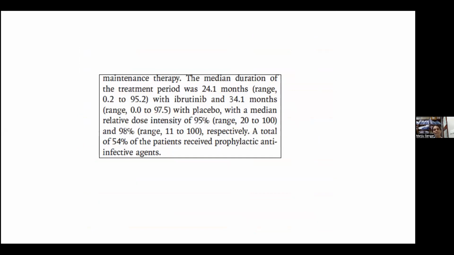Looking at a very important component, if you remember the diagram, we said 30 months of therapy is what we are looking at.